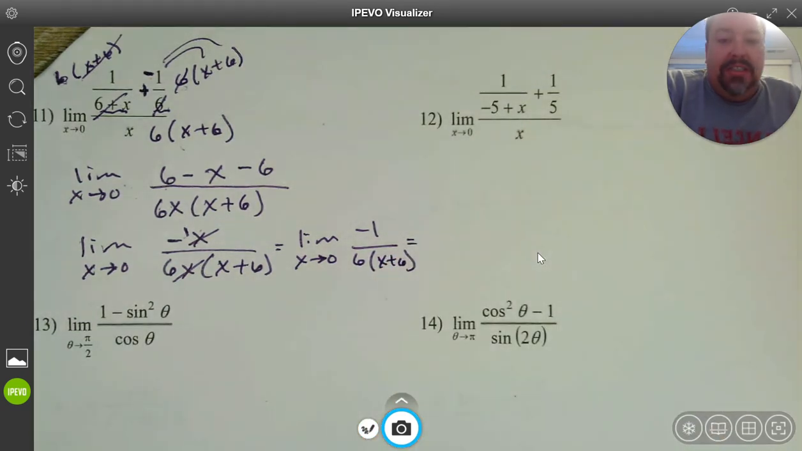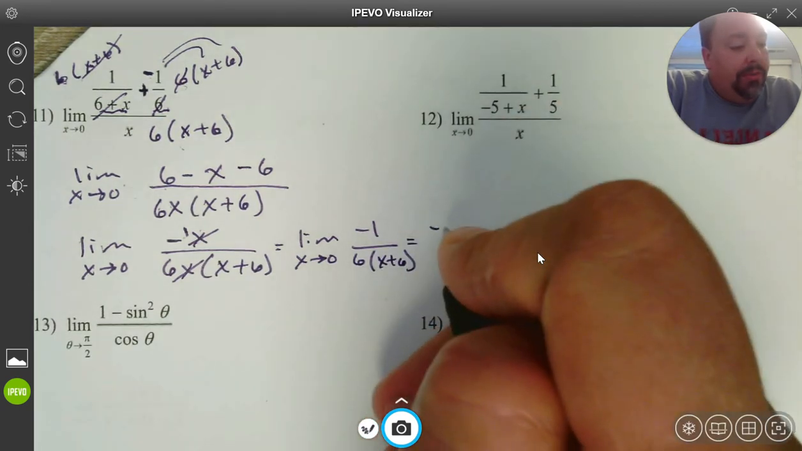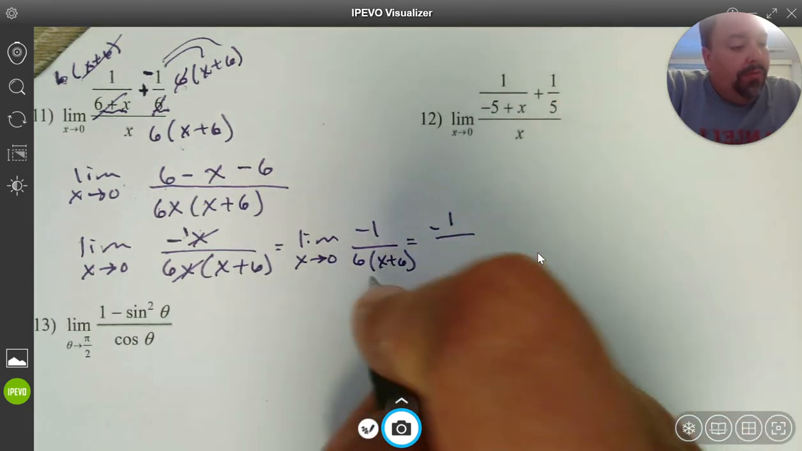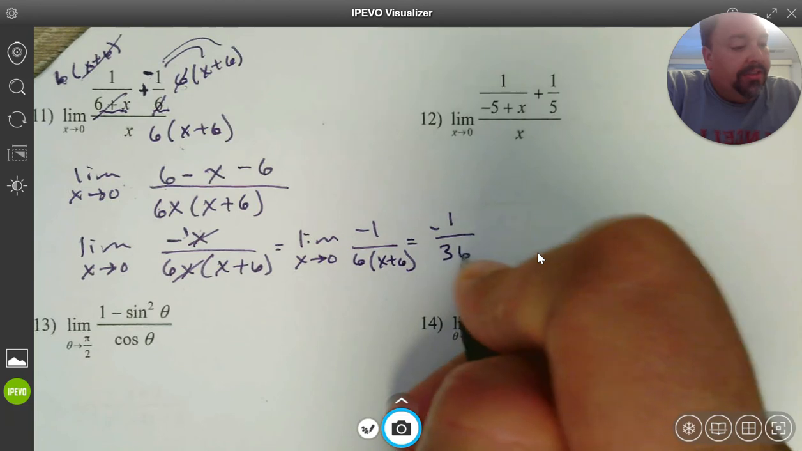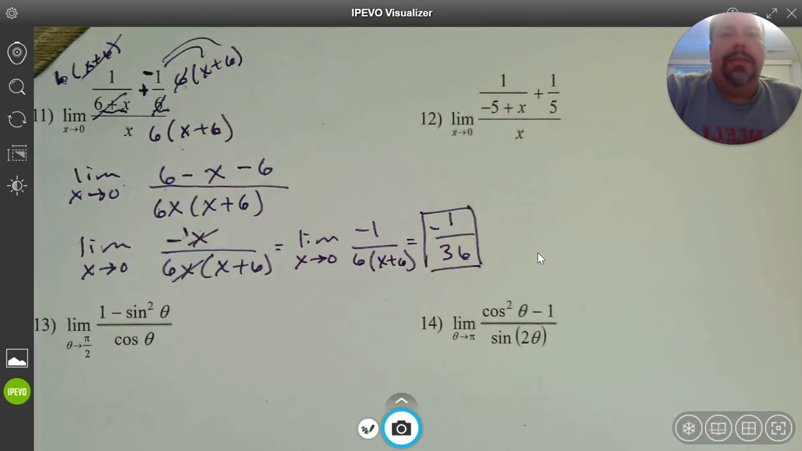At that point, since we just canceled, we're able to put 0 in there. So we would have negative 1 over 6 times 6 is 36. So we get negative 1 over 36.